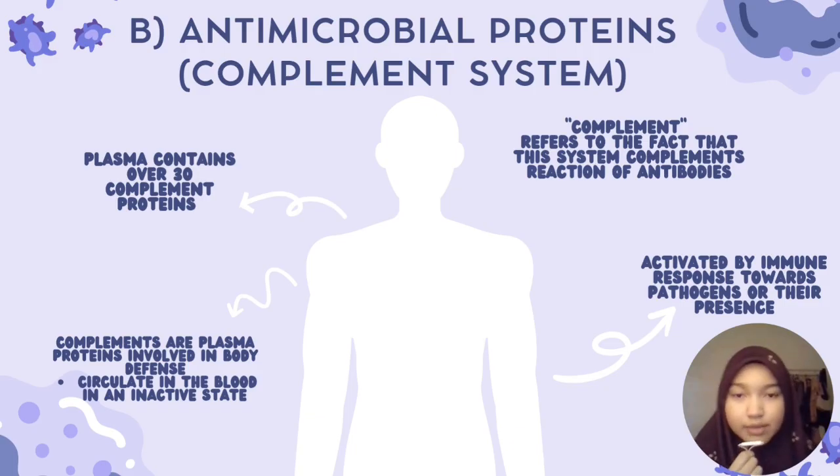Next are the antimicrobial proteins, also known as the complement system. The plasma contains over 30 complement proteins. Complements are plasma proteins involved in body defense, which circulate in the blood in an inactive state. The complement refers to the fact that this system complements the reaction of antibodies. It is activated by the immune response towards pathogens or their presence.